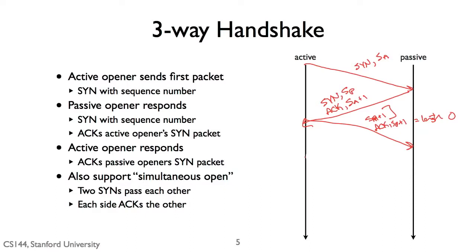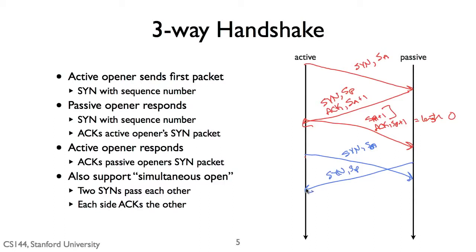So what happens with simultaneous open is both sides send SYNs at the same time. And so here the one on the left sends a SYN. Let's call it just S sub A again, S sub A. But at the same time, the node on the right sends a SYN, S sub P.